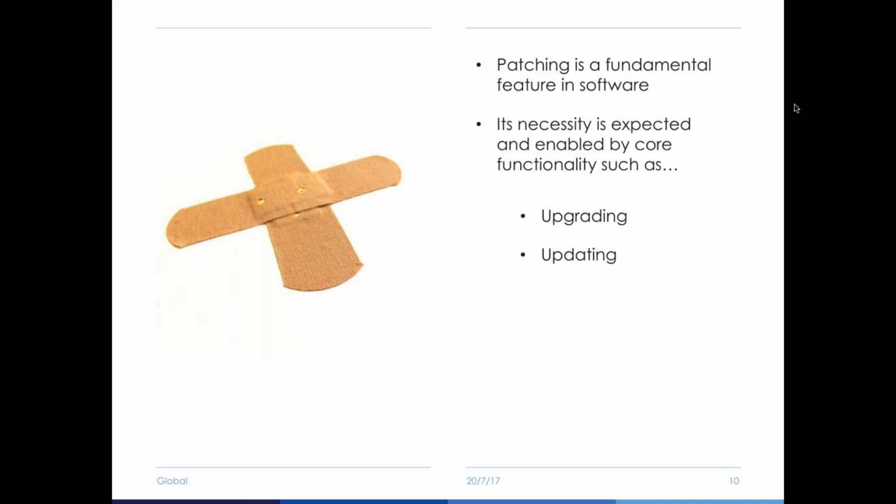As a matter of fact, it's a necessity. The need for patching is expected, and it's enabled by core functionality such as upgrading and updating. We're talking about human beings compiling millions of lines of code, creating an application. There's going to be imperfections in that code. There's going to be things that happen where maybe you don't get to add a feature in, or you had to do something in a quick way and you want to later go back and patch that. So the ability to update a piece of software after the fact, after it's out there in production, is expected from the get-go.